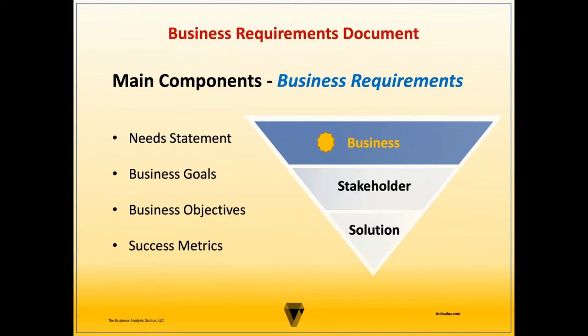Business requirements are statements that describe the problem or opportunity, the goals, the objectives, and the expected outcomes. Unlike stakeholder or solution requirements, business requirements are a combination of different types of statements that represent the high-level business needs and the reason for the project. The main components of the business requirements document section include the following.